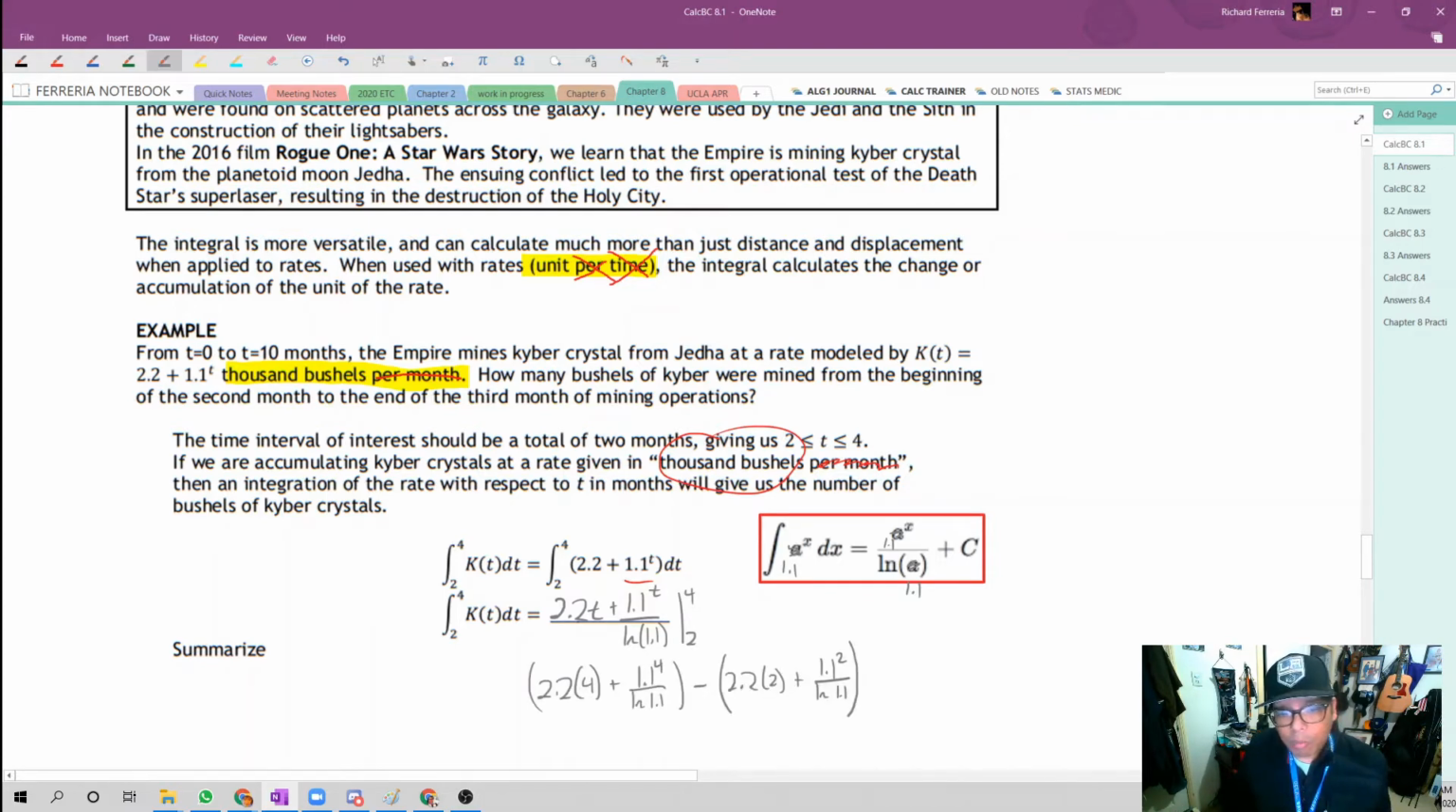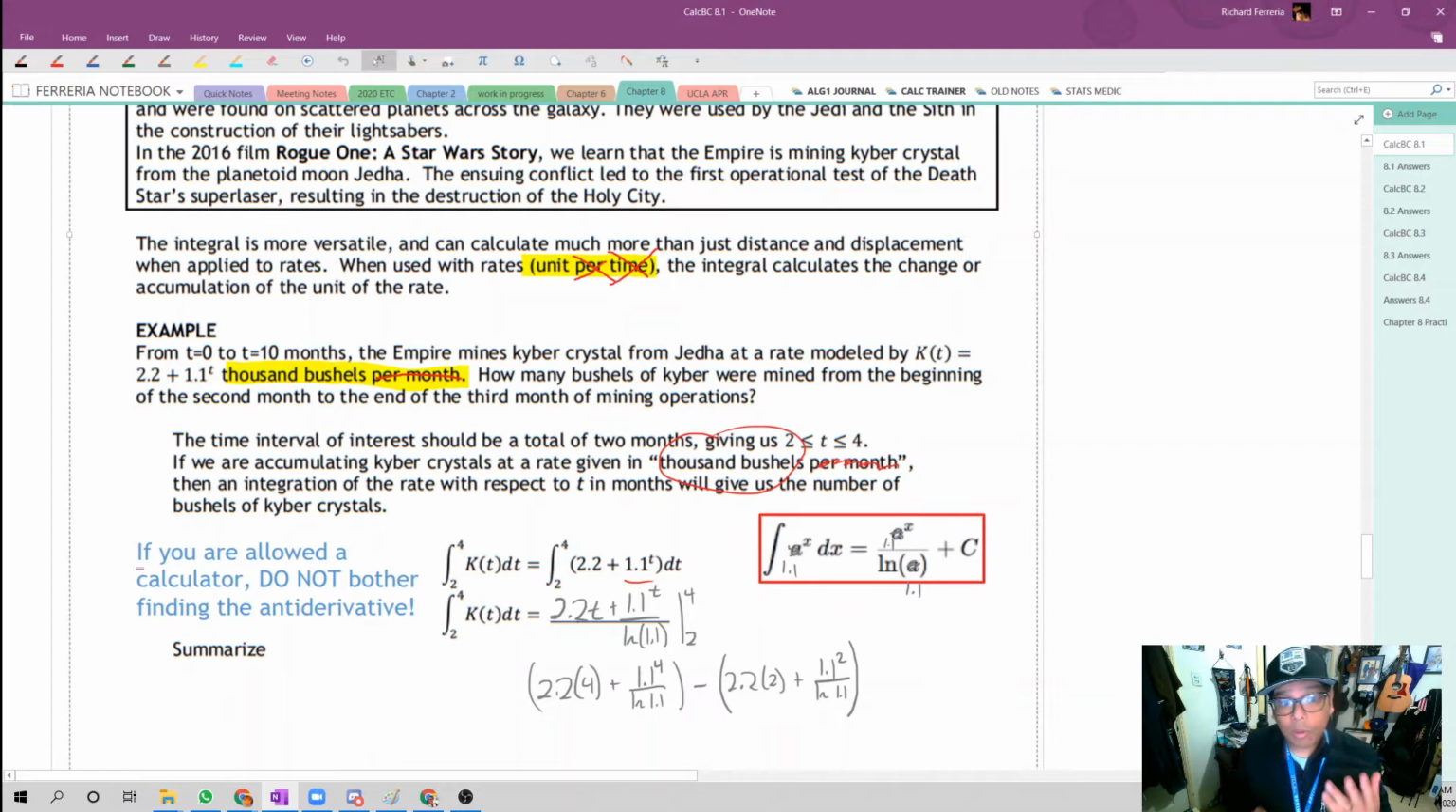Substitute the upper and lower bounds, and you still have something which you would need a calculator to evaluate. So that brings up the calculator rule. If you're allowed a calculator, don't bother trying to find the antiderivative. Just put the whole thing into your calculator, and that's going to be the answer. Of course, if you're not allowed a calculator, then you are going to have to use an antiderivative like this, and this is how you would leave your response. Without a calculator, that is good enough.